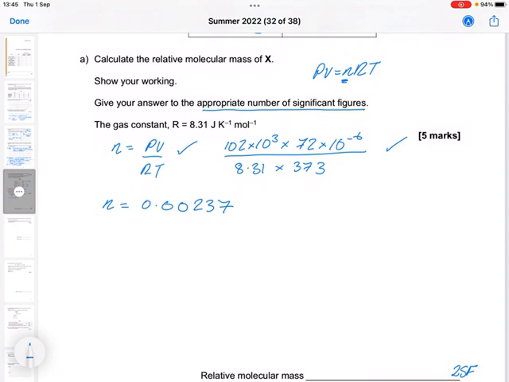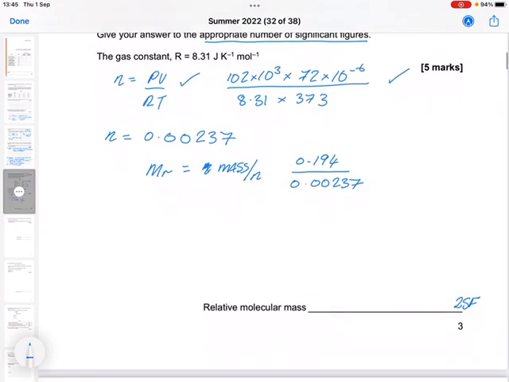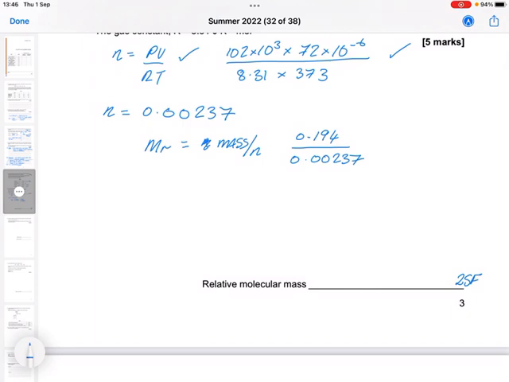So I've got the number of moles now, and I've got the mass in the question. So MR is equal to mass divided by the number of moles. The mass in the question is 0.194 divided by the number of moles, 0.00237. And then on my calculator, I have a look at what's written there. To 2 significant figures, I'll look at the third significant figure to decide whether I'm going to round it up or round it down, which gives me an answer of 82. So 1, 2, 3, 4, and then 5.